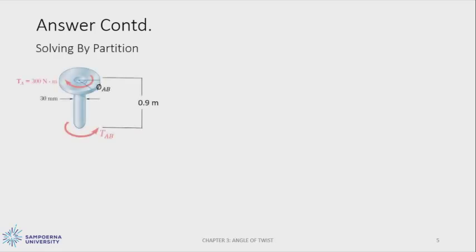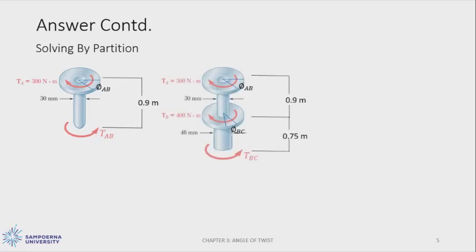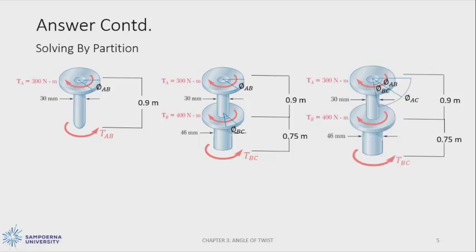To answer the second question, we can solve by using a partition method. This is the first partition that we create. We need to find the φAB. And then this is the second partition that we create. We need to find the φBC of the system. By combining φAB and φBC, we will obtain the φAC, because φAB of the system will be twisting relative to φBC. So, by combining φAB and φBC, we will obtain the φAC.